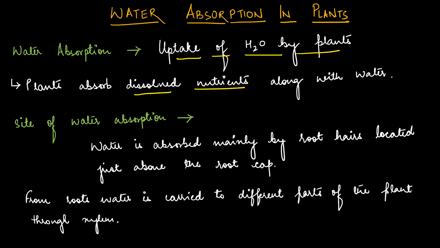So, site of water absorption: water is mainly absorbed by root hairs. We all know plants have roots and shoots. Last class I told you, right? Where we pour water over the soil, I told you last class that under the soil roots are present. So these roots will absorb the water, right? From roots, water is carried to different parts of the plant through xylem, right?